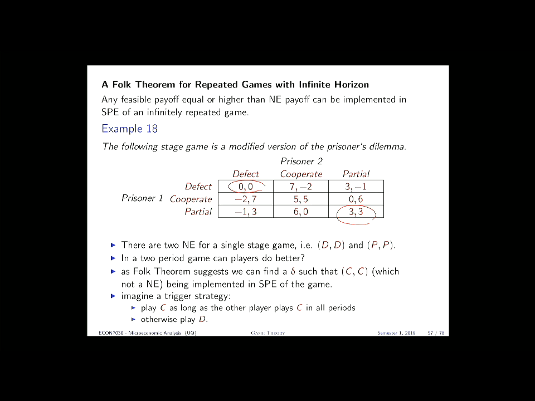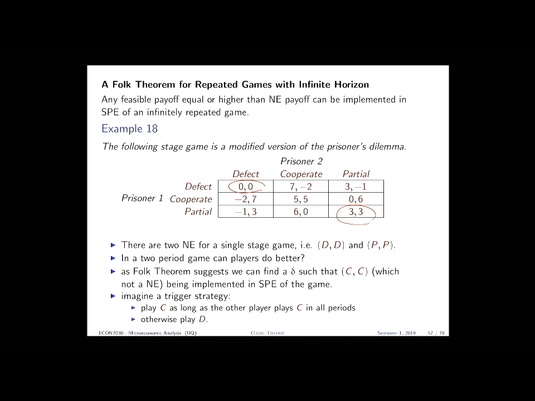So, since there are multiple Nash equilibria, we don't know whether there is an SPE in a finite horizon game which does better than the NEs. That's it. Now, the question is, what about the infinite horizon game? Is there any delta that we find such that we can support CC being played at all periods? That's the question we're trying to answer for the rest of today's lecture.